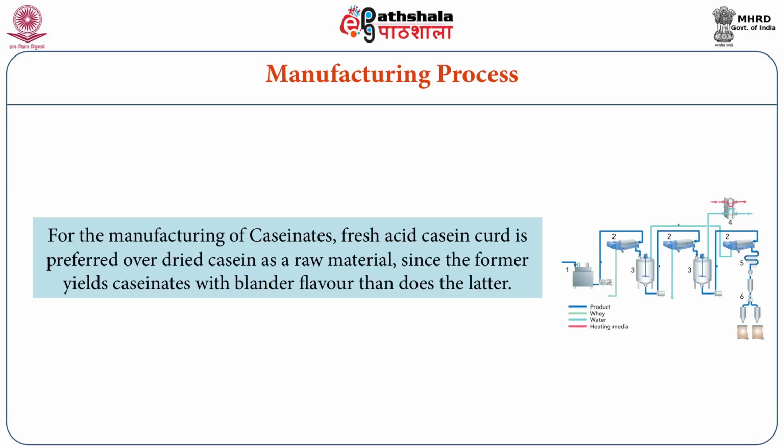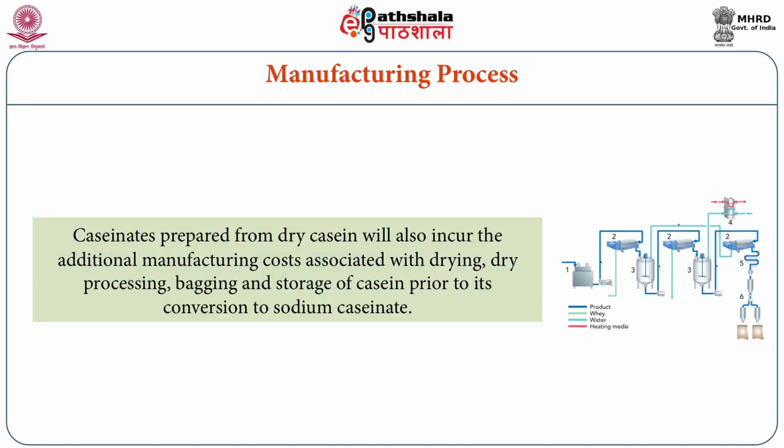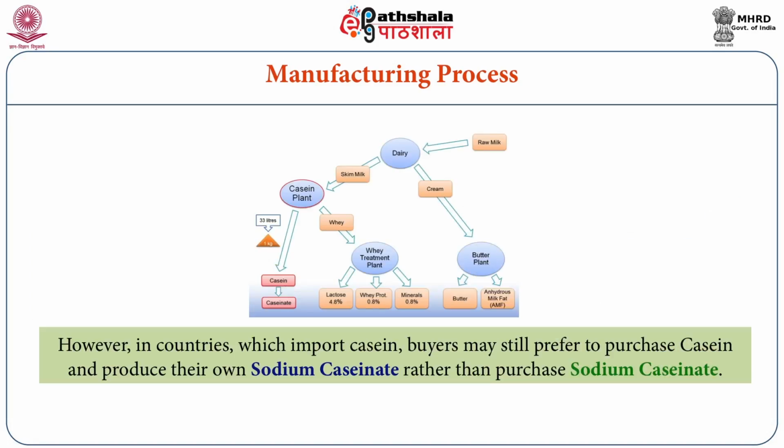For the manufacturing of caseinates, fresh acid casein curd is preferred over dried casein as a raw material, since the former yields caseinate with blander flavor than does the latter one. Caseinates prepared from dry casein will also incur the additional manufacturing cost associated with drying, bagging and storage of casein prior to its conversion to sodium caseinate. However, in countries which import casein, buyers may still prefer to purchase casein and produce their own sodium caseinate rather than purchase sodium caseinate.